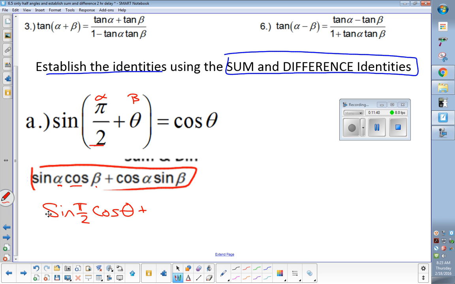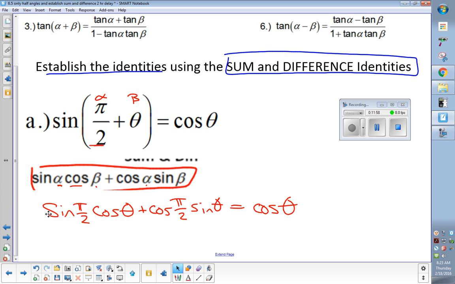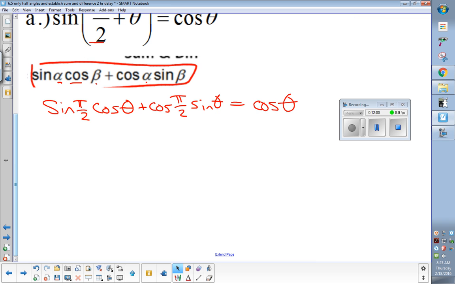plus cosine of alpha, which is pi over 2, and then sine of beta, which again is theta. Okay, and in the end, this whole thing should be just equal to cosine of theta. Again, although this looks really strange, it's not as bad as it seems. Once we've plugged in with the formula, now all we're going to do is evaluate this stuff.